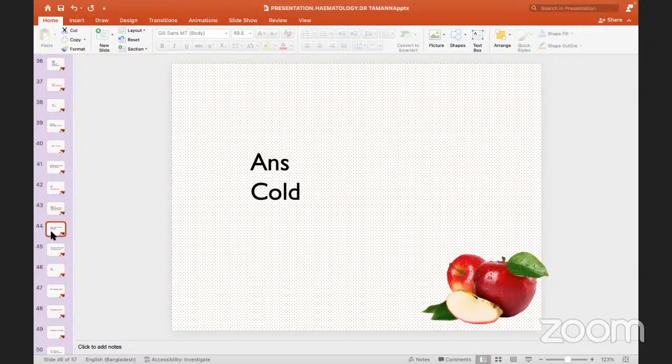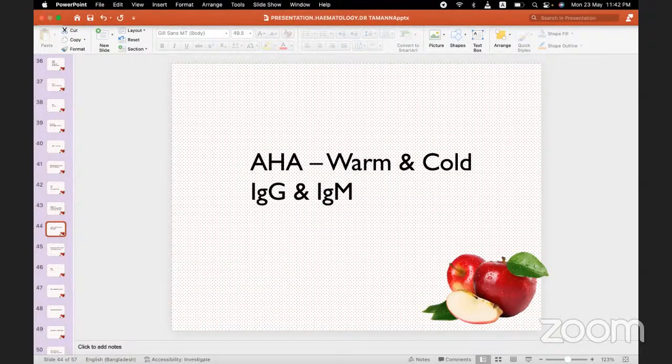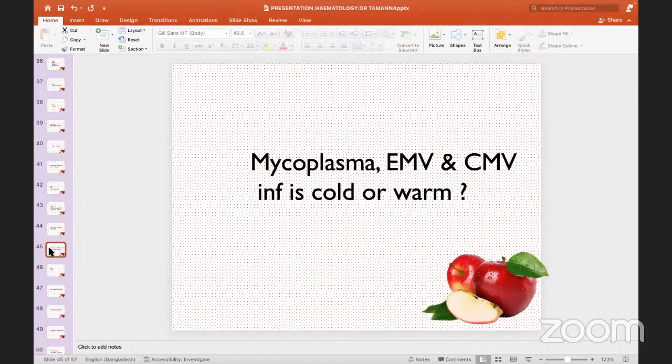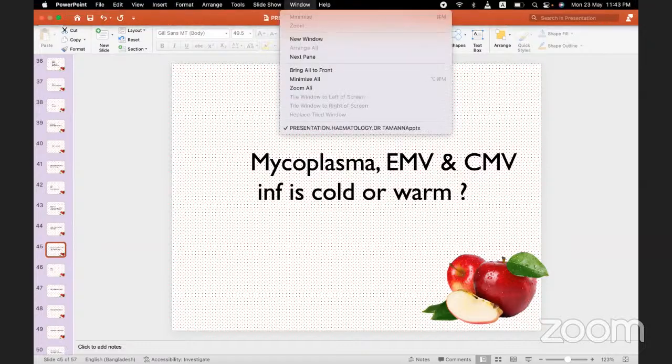So now you remember your lifelong, right? That IgG is slow, so warm variety is slow. IgM is fast, so cold variety is fast. So what is the cause of the fast variety? Infection. Infection is the fastest route to destroy us, right?